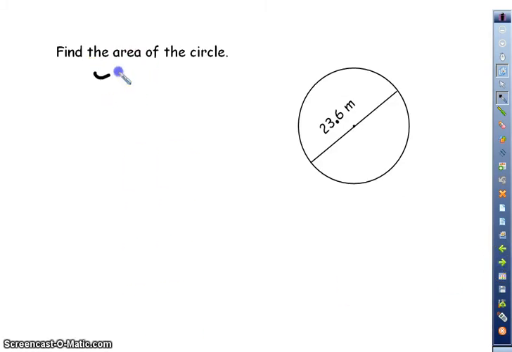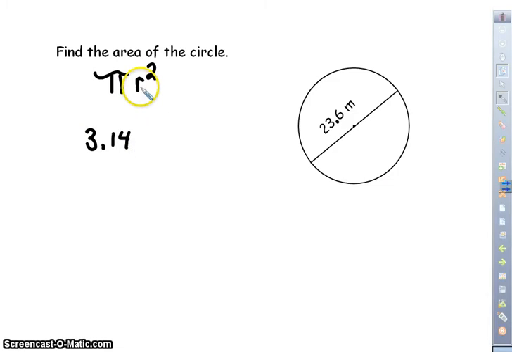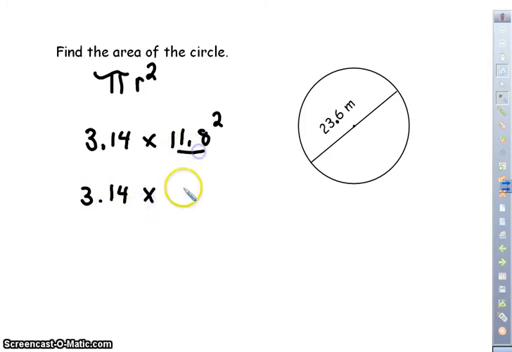Area of a circle, pi r squared. So we are going to take my 3.14. Radius is what we're looking for. They gave us the diameter, so we are going to take 23.6 and divide it by 2, which gives me 11.8. And we are squaring that. So 3.14 times 11 and 8 tenths times 11 and 8 tenths. That's what you're going to plug into your calculator.